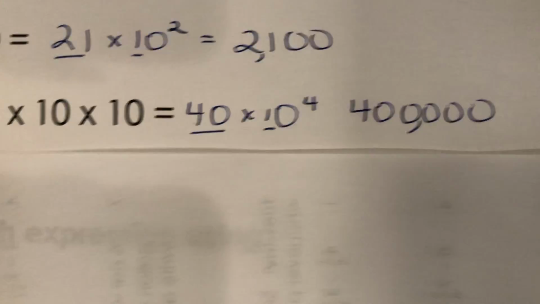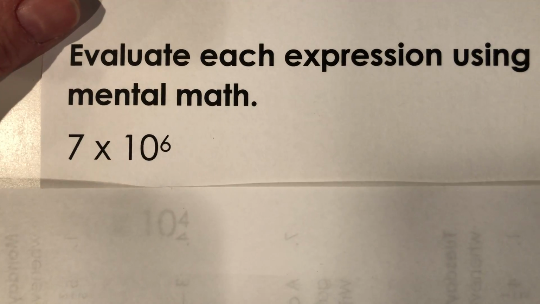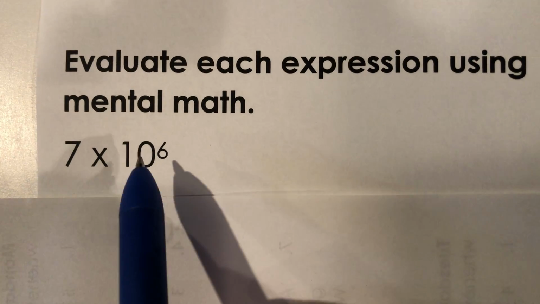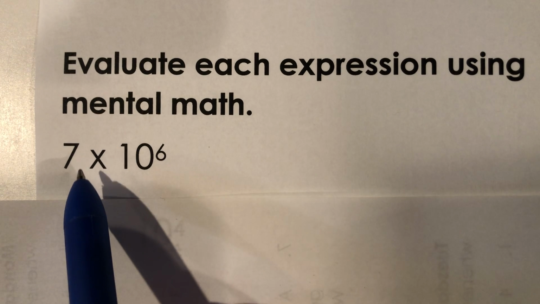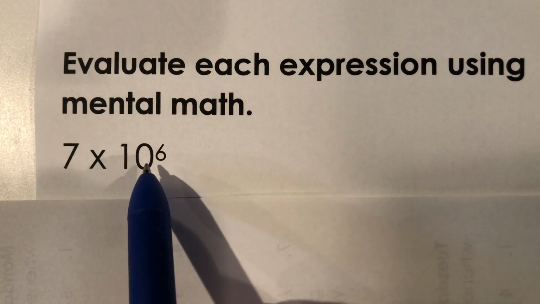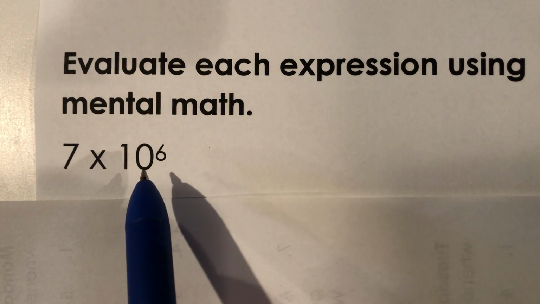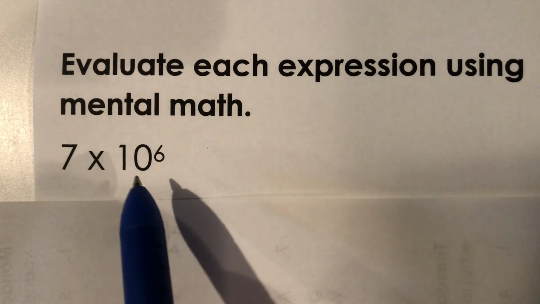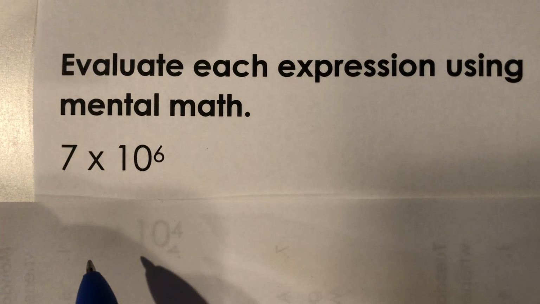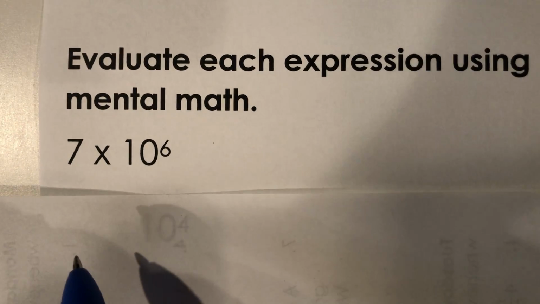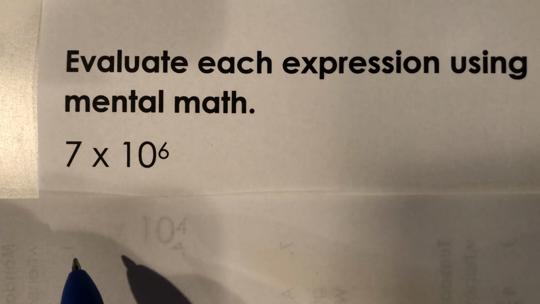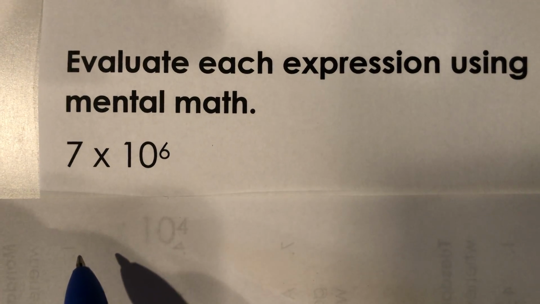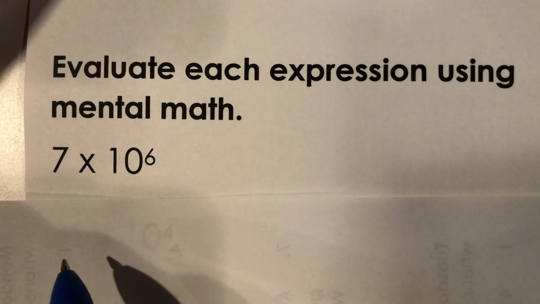All right, next, I want you to evaluate each, and it says using mental math. All that means is I don't want you to write out 7 times 10 times 10 times 10 times 10 and like work that through. I want you to use the strategies we just learned about in lesson 3. So if you're not sure what that strategy is, then you can watch me do this one and you can do the rest of them. Otherwise, press pause and let's give it a go.